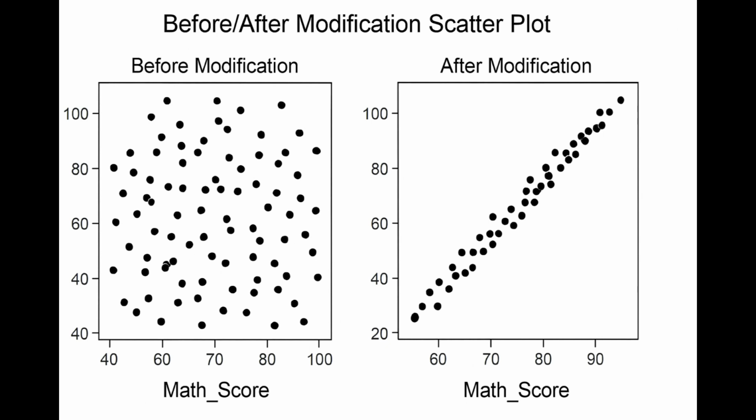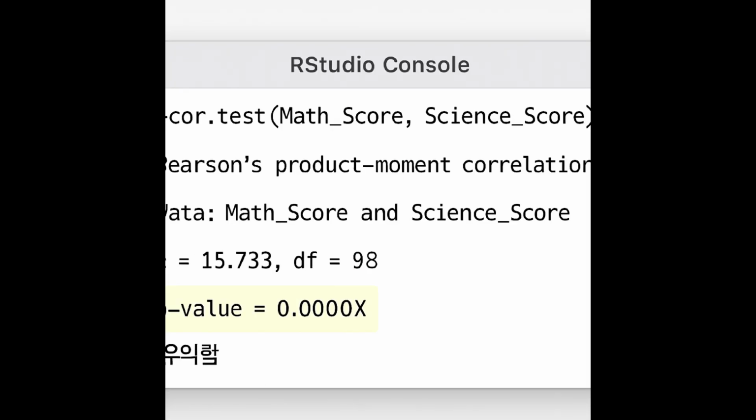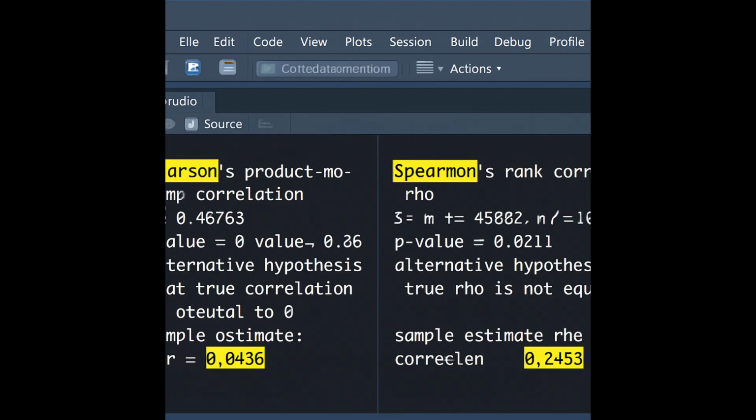In this case, we find a value of about 0.81, which indicates a very strong positive correlation. It's important not just to check the correlation coefficient, we also need to look at the p-value using the cor.test function. If the p-value is less than 0.05, it means that the correlation between the two variables is statistically significant.